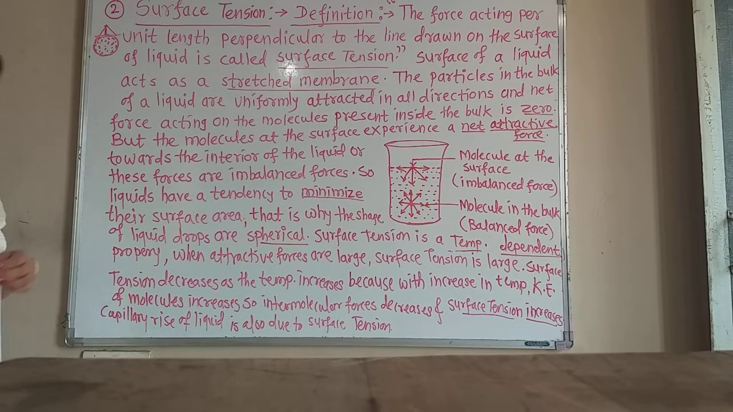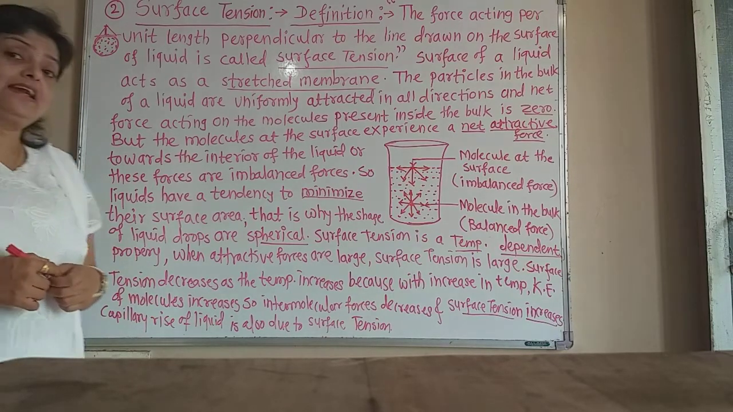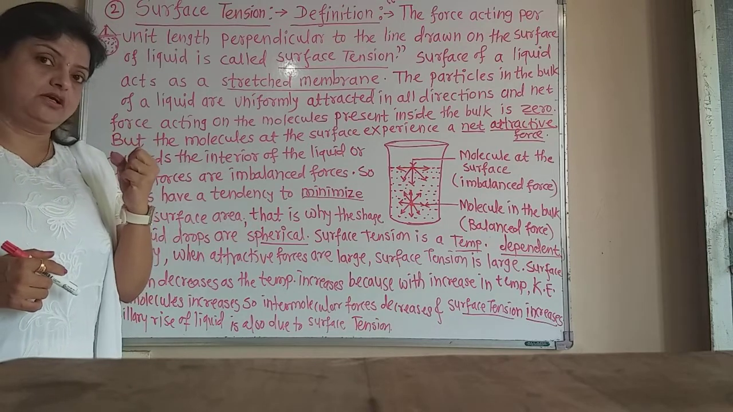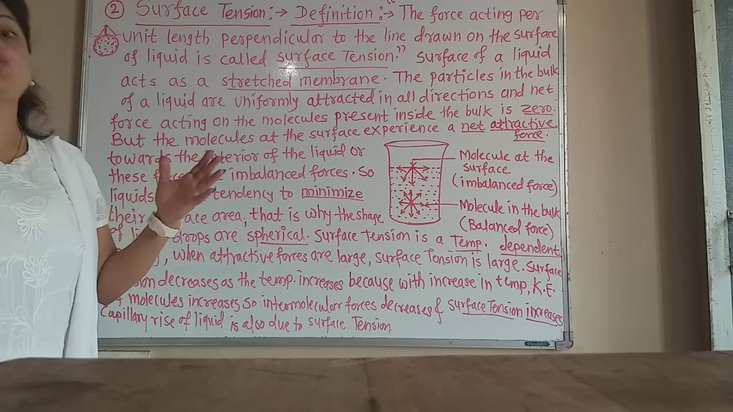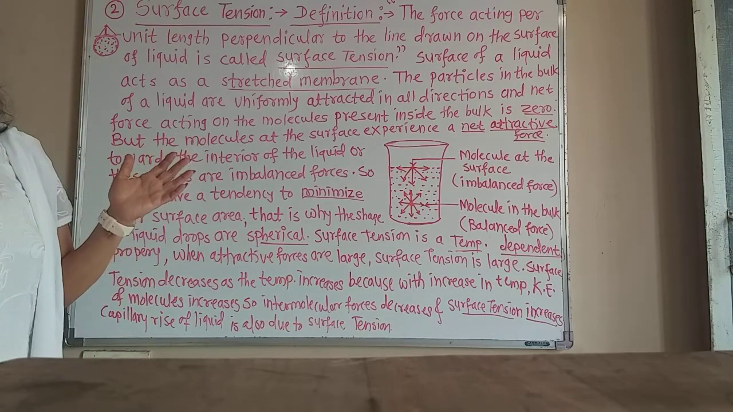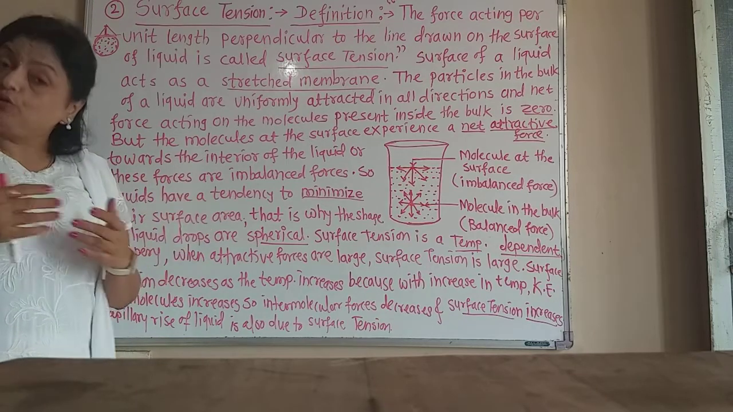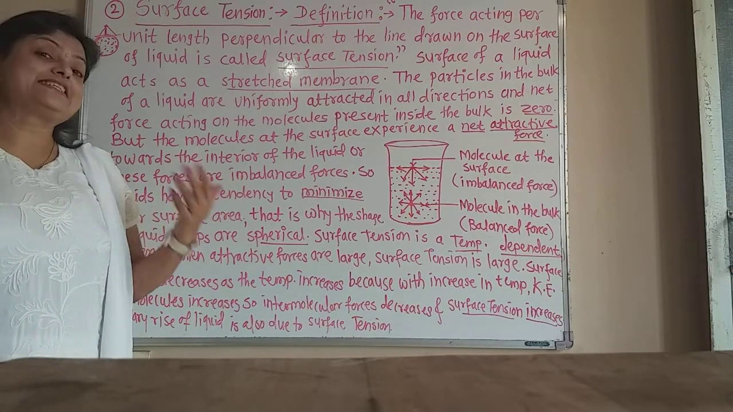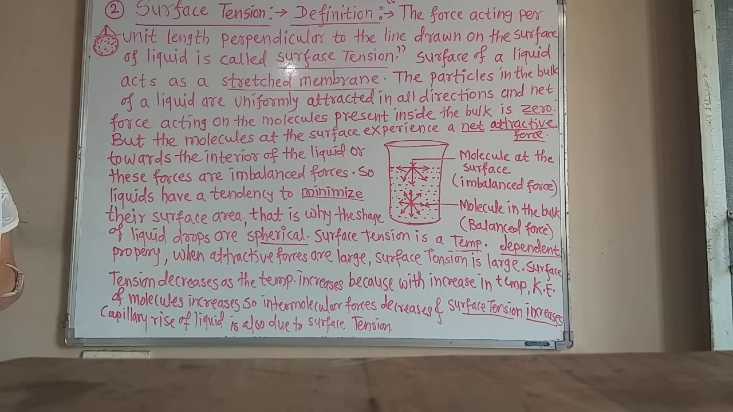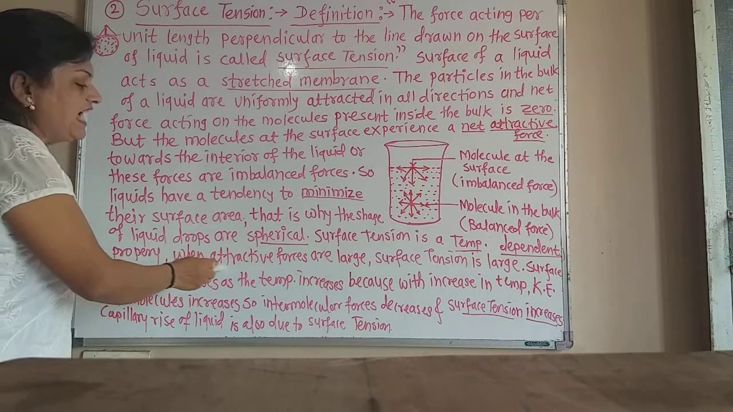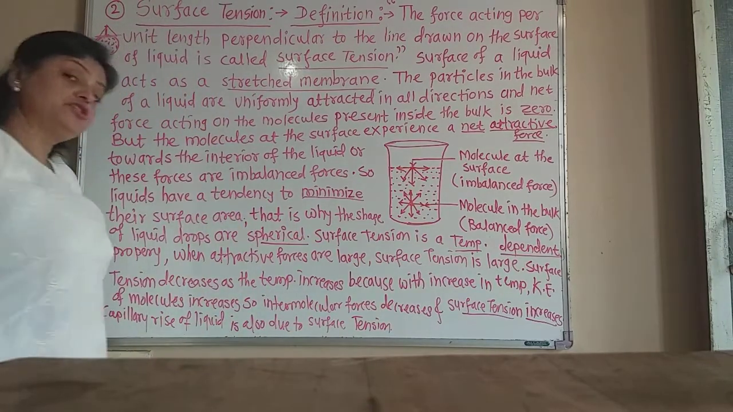When attractive forces are large, surface tension is also large. That means when the attractive forces are large, temperature is less or minimum. But as temperature increases, attractive forces decrease, kinetic energy increases, and due to the decrease in the attractive forces, surface tension also decreases. So surface tension is always maximum when there are strong attractive forces. So when the attractive forces are large, surface tension is also large.